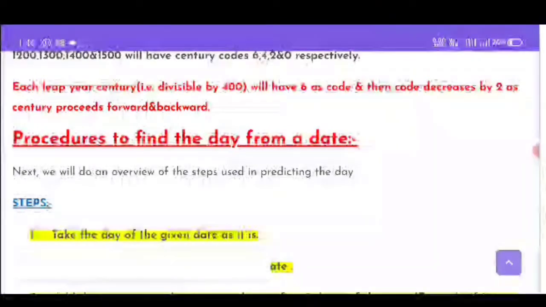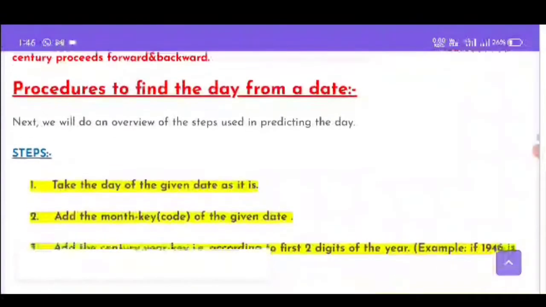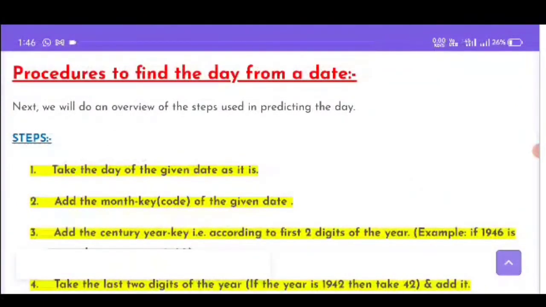Proceed to find the day from a date. Actually this is the main point or central part of our discussion. Next we'll do an overview of the steps used in predicting the day, so you can summarize this and easily do the calculation.